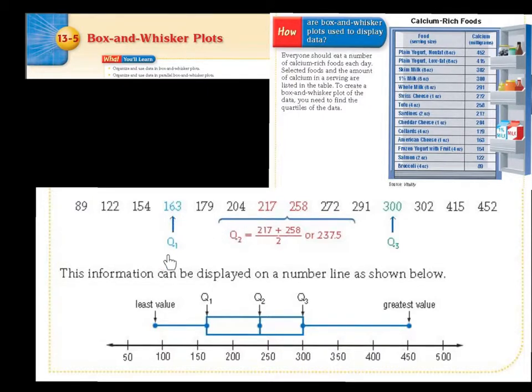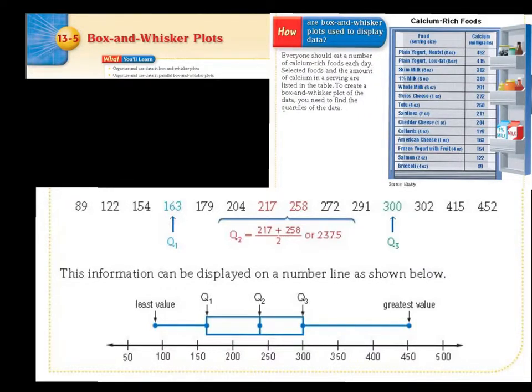So our Q1, our first quartile, is at 163, and in the same way our third quartile is going to have 1, 2, 3, and 1, 2, 3 on either side of it. So the third quartile is going to be at 300.